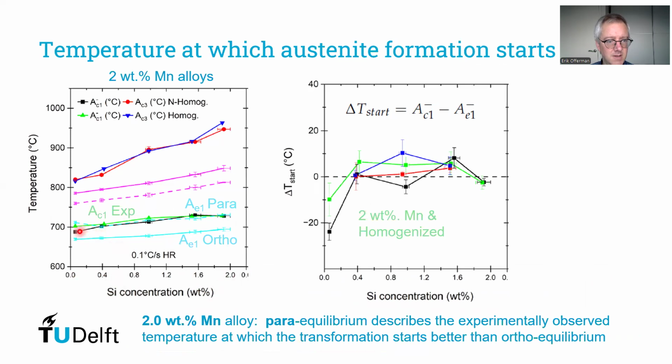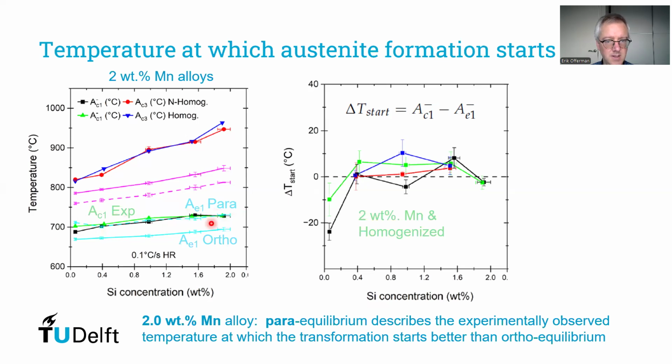And what you see here is that the temperature at which the transformation to austenite started, which is here in green, corresponded very well to the theoretical calculations with Thermo-Calc, assuming para-equilibrium conditions.